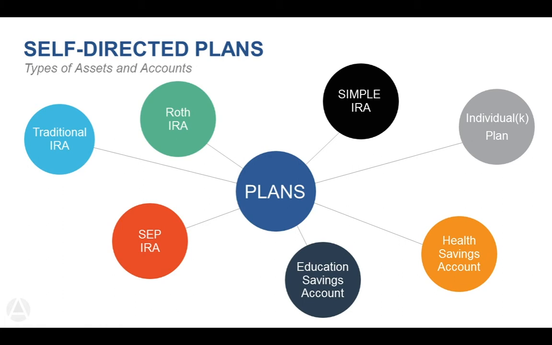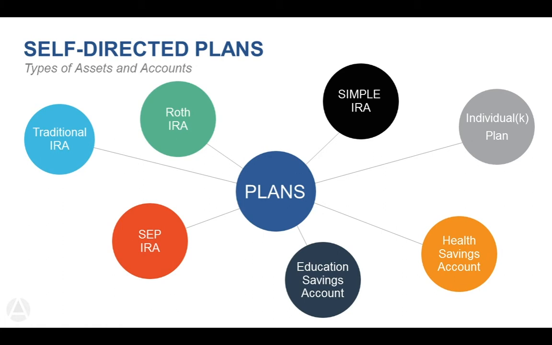Now, the other five that are up here, I'm not going to spend as much time on them, but it is important to note that the three kind of going top right to the bottom left, the SEP IRA, Simple IRA, and the Individual K plan are all business type plans. The SEP IRA is most commonly associated with the traditional IRA. A good way to think about it is the SEP IRA is a traditional IRA on steroids. There's two portions of it. You have the SEP portion and the traditional IRA portion.